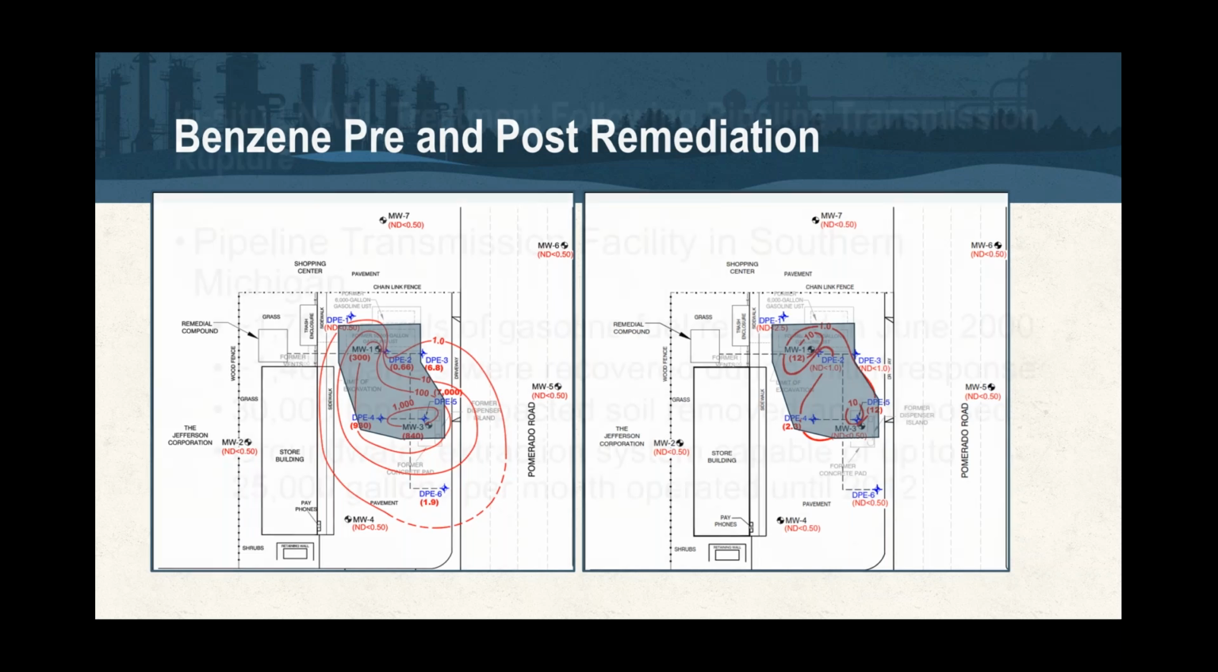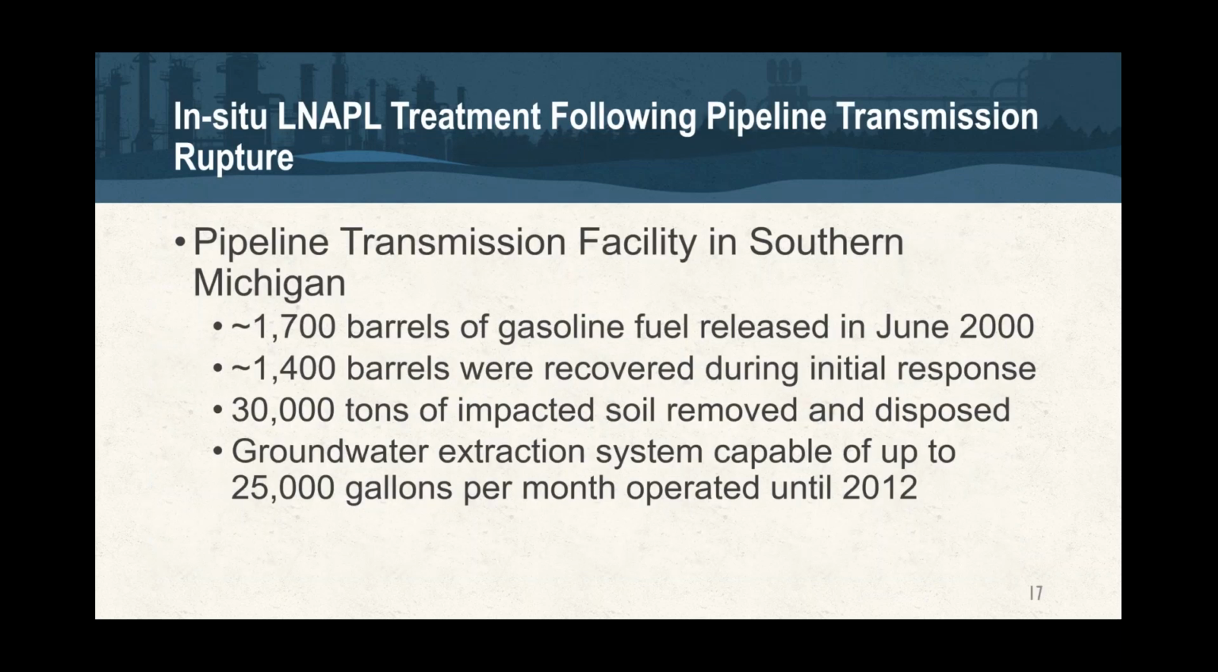Okay, so we'll cover another site here. This one's a little bit larger. This is a pipeline rupture in southern Michigan. The release occurred in 2000. You can see that we had about 1,700 barrels released. 1,400 barrels were recovered during the initial response.